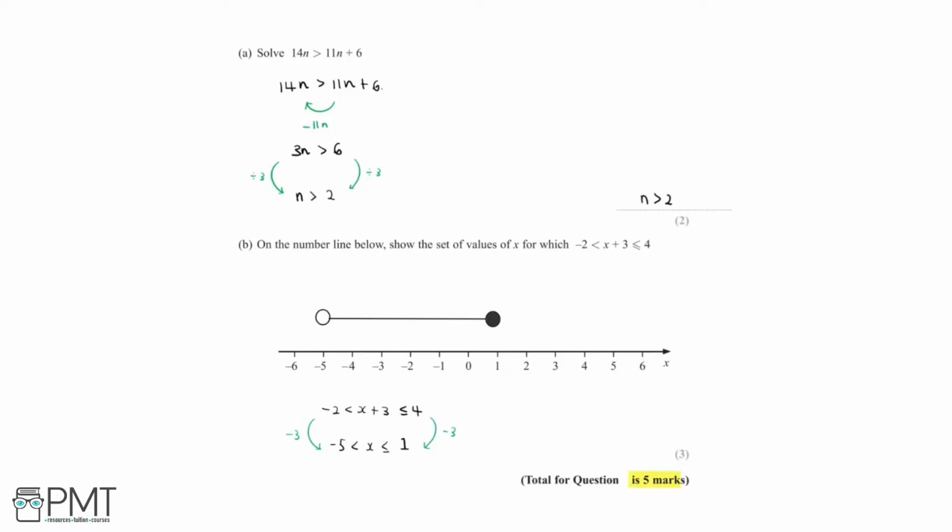Now this question is worth 5 marks. We get the first mark in part A for saying 3n is greater than 6. And we get the second mark in part A for getting the correct answer that n is greater than 2. Now we get the third mark in part B for drawing a line from minus 5 until 1. We get the fourth mark for having an empty circle at minus 5. And the fifth mark for having a coloured in circle at 1. And so we've now achieved the full 5 marks needed in this question.